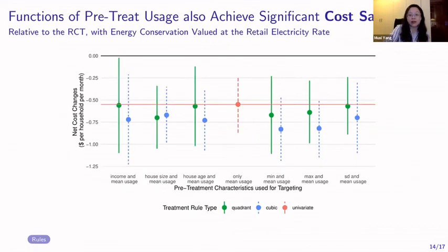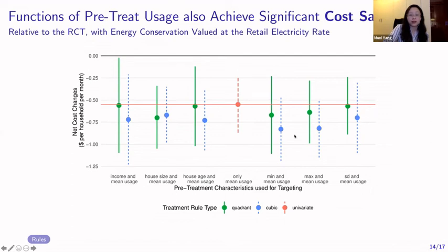Demographics data is often only available for a subset of households. So how about we only use pre-treatment consumption data in targeting? Do they still perform well? Here, I'm comparing the two-dimensional demographic rules that we just saw in the previous slide with the one-dimensional rule based only on average pre-treatment consumption, which is shown in red here. So we can see that the one-dimensional rule achieves almost the same level of cost savings as the demographics rules.